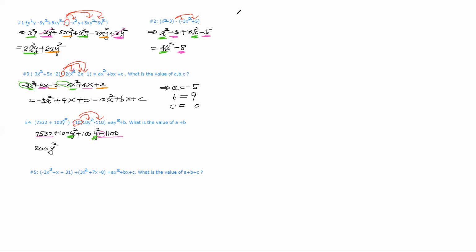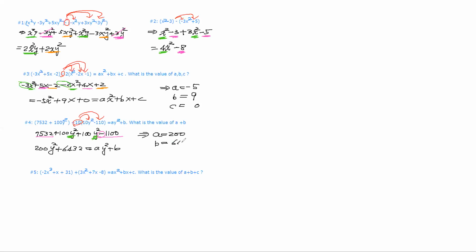So that's where the student makes mistakes, right? When you're in a hurry, trying to finish the problem. So it's 7532 minus 1100. So it's what? It's a plus 6432. And then they say it's equal to ay squared plus b. So as we see here, the similar terms, their coefficient will be the same. So what is A here? A is 200.